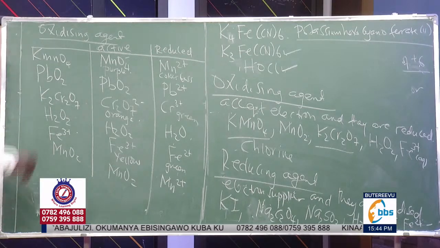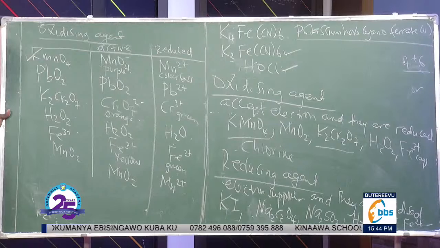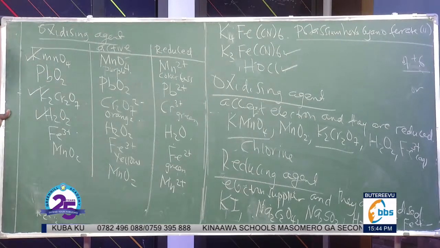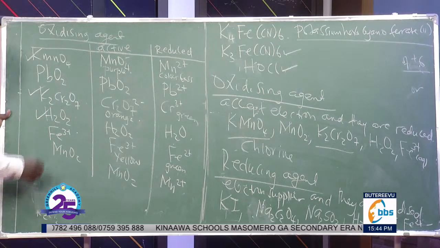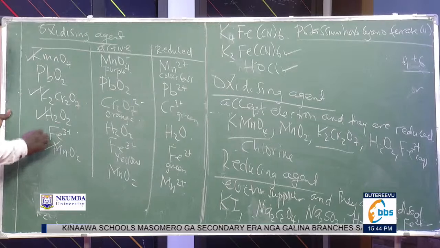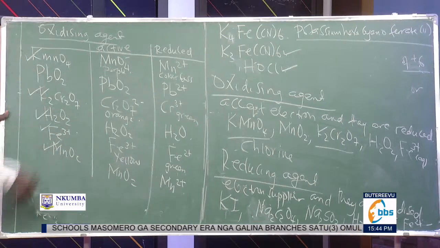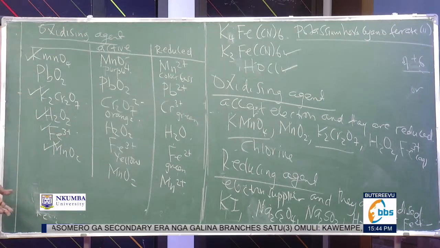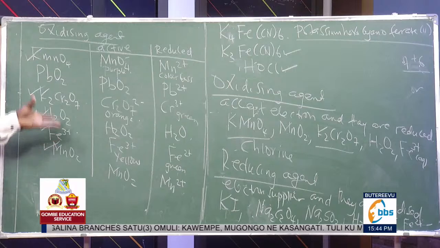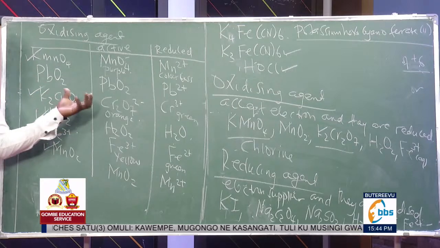The manganate, you cannot escape the manganate. You cannot escape the peroxide. You cannot escape that one. Also this one, because they are normally the relatives. And this one of course occurs mainly in group 4. So these are the oxidizing agents. And these oxidizing agents have what are called active species.